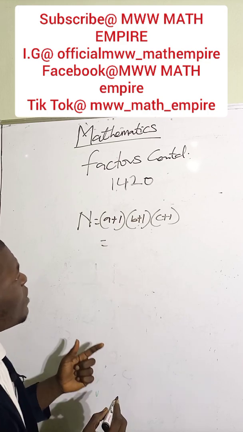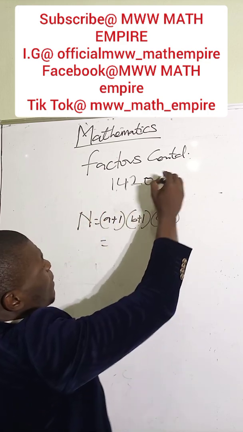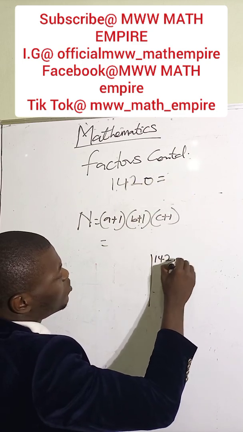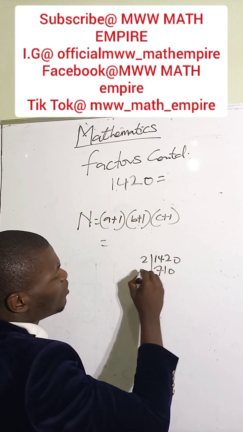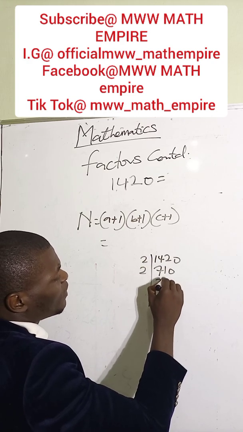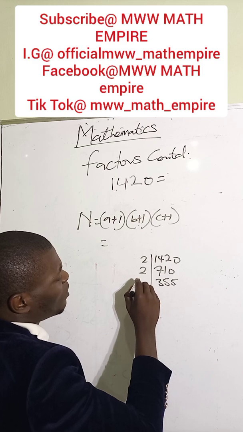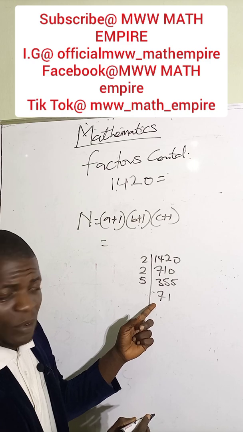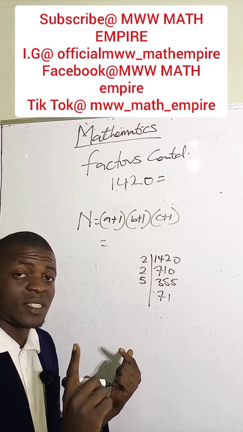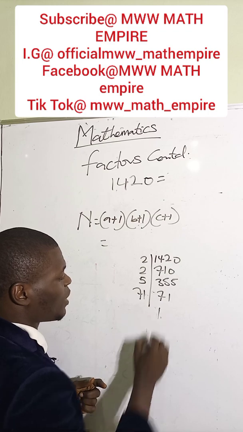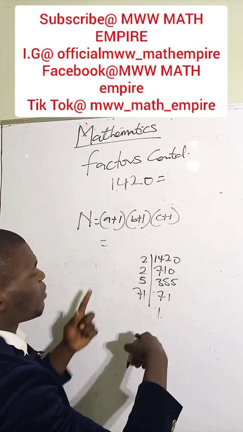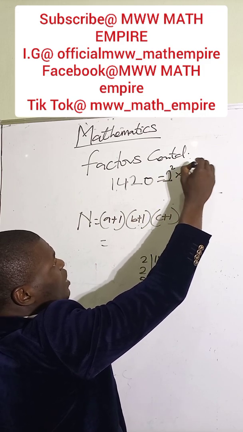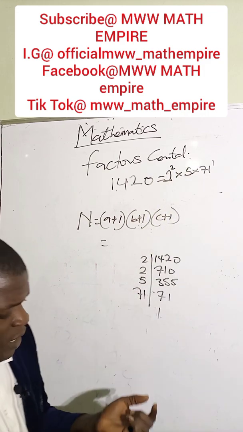Getting the prime factors of this number, we have 1420. When 2 goes here, we will have 710. We will have 355. 5 will go, and we will have 71. Seeing that we have a prime number here, which has only two factors, itself and 1, it's only itself that will now go and we will have 1. So the prime factors are 2 raised to the power of 2 multiplied by 5 and 71, all raised to the power of 1.